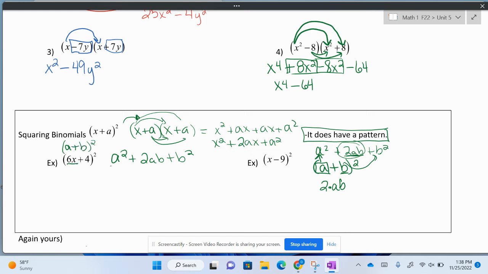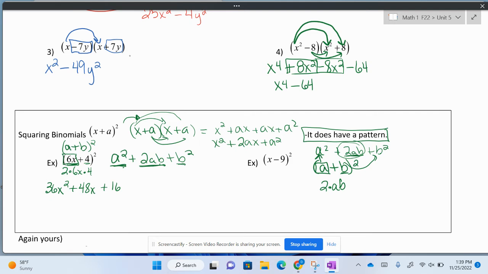So let's see. If I follow the pattern, I'm just going to take the first term and I'm going to square it. That's 6x times 6x. Well, that becomes 36x squared. And then if I follow the pattern again, I'm going to take this first term and multiply it by 2. So I have 2 times 6x times the last term. Well, 2 times 6 is 12, times 4 is 48x. So plus 48x. And then I take the last term and I square it, plus 16.